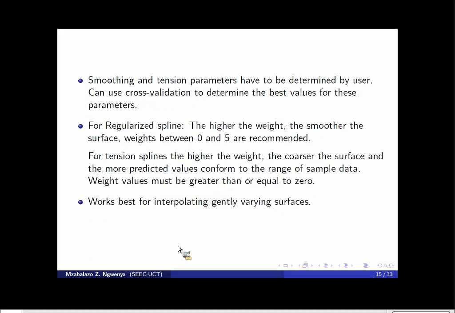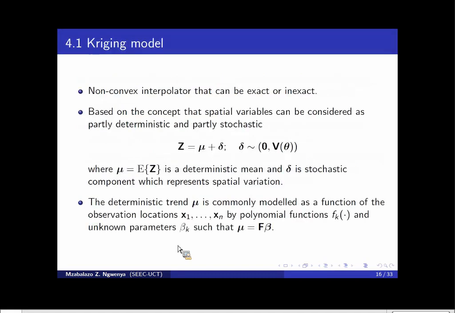Also 0 and 5, we just say weight values must be greater than or equal to 0. You do not want your weights to be equal to 0. See, there's lots of subjectivity coming into here. It works best for interpolating gently varying surfaces. We noted for IDW that it works well for interpolating surfaces which can change rapidly. And here we're saying it works best for surfaces which change, or phenomena which change, more gently with spatial scale.